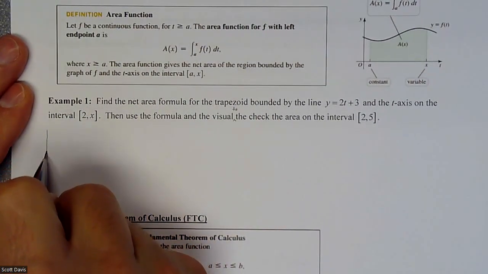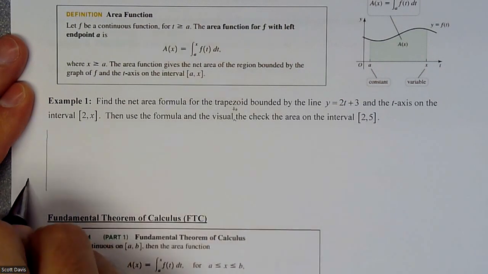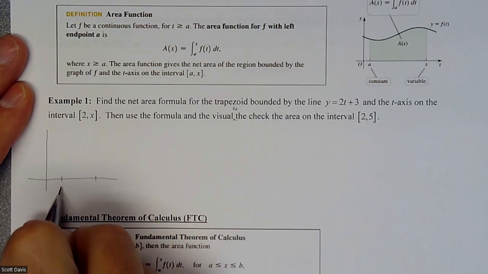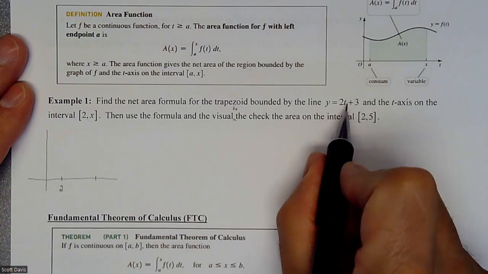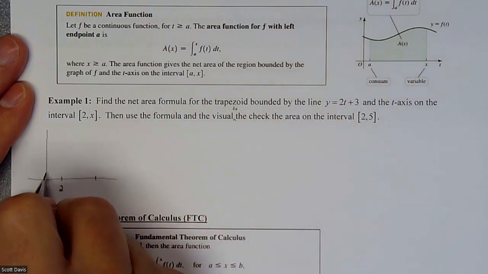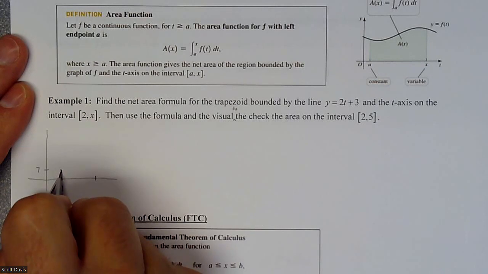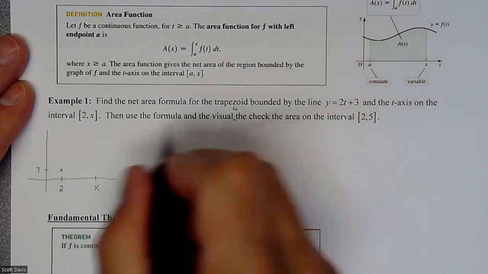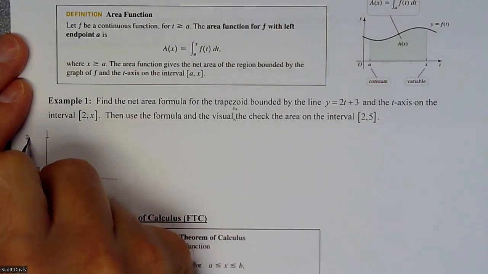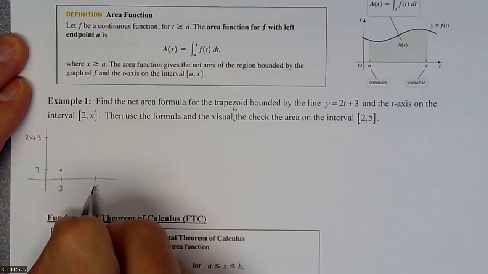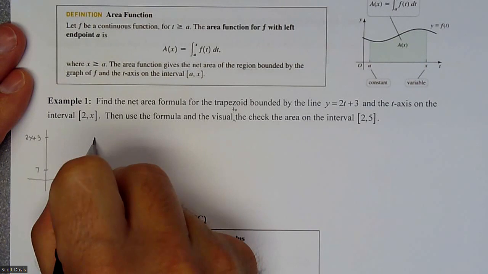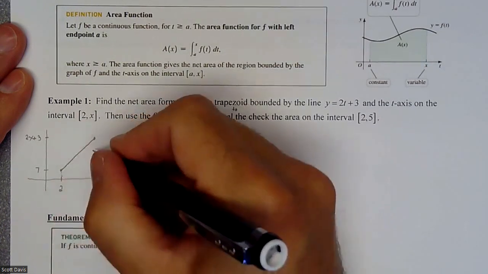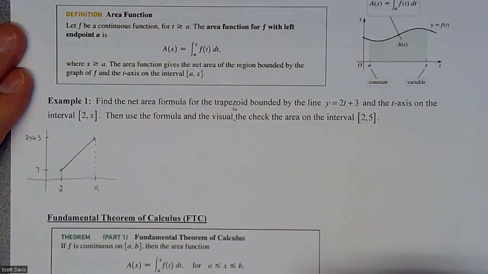So if I go about graphing this, we're going to go from 2 to x, so 2 to some value. And if we plug 2 into this equation, 2 times 2 plus 3 is going to be a 7. So this coordinate is 7. And if we plug x into this equation, we're going to get 2x plus 3 at some y value, and that's all dependent upon whatever the x value is. So we'd have some point, and we would have a line from here to here. And we would be trying to find the area of that trapezoid.